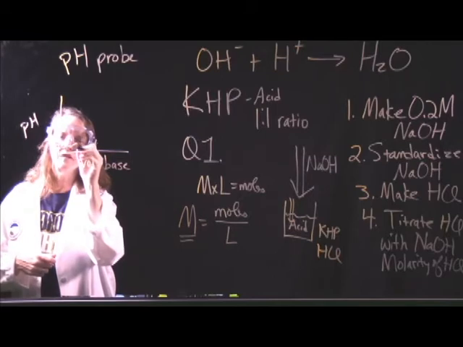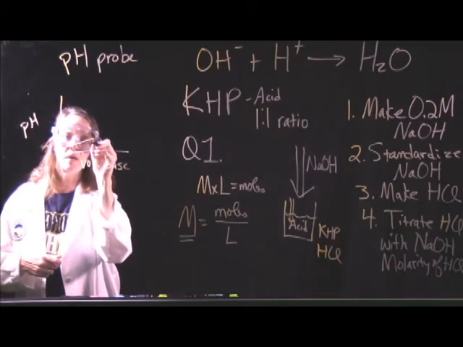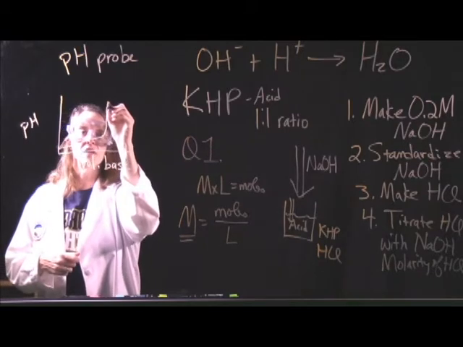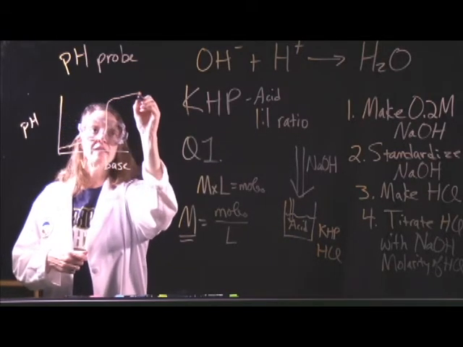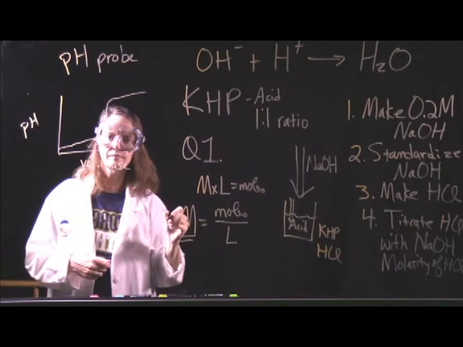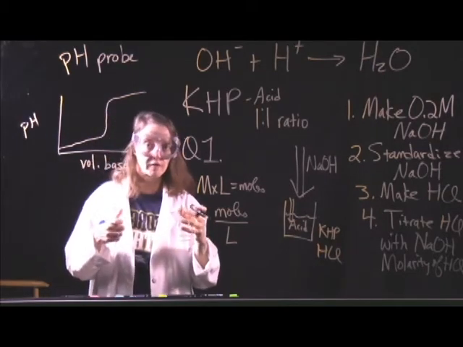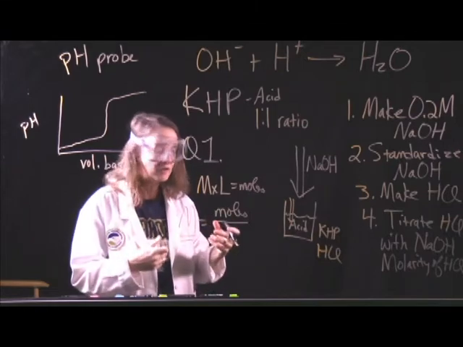And what you notice is that the pH may go up a little bit, but it takes a while. And then suddenly the pH goes up a lot, and then it sort of flattens out again on the other side. The point at which moles of acid are equal to moles of base is called the equivalence point.